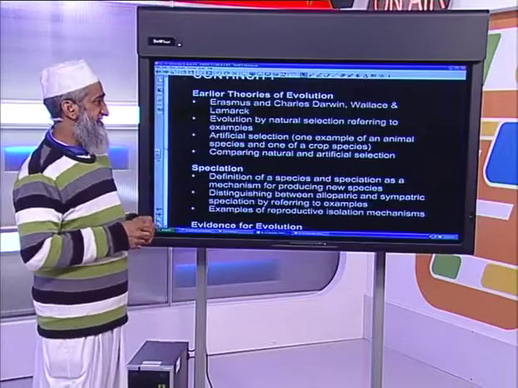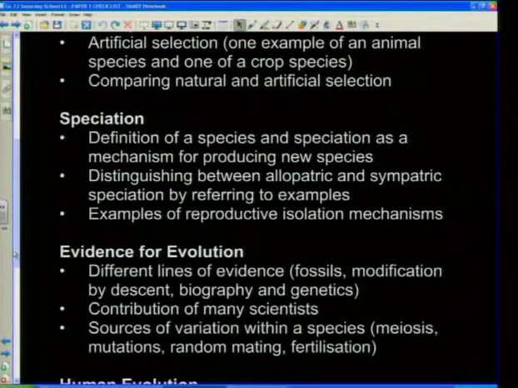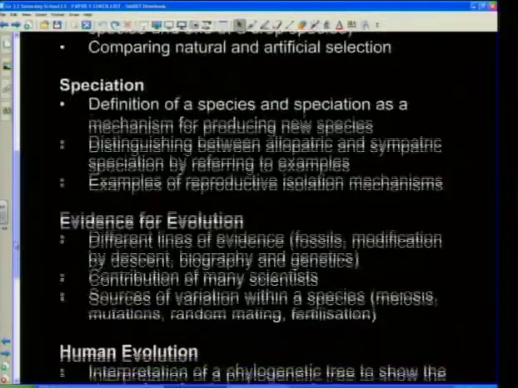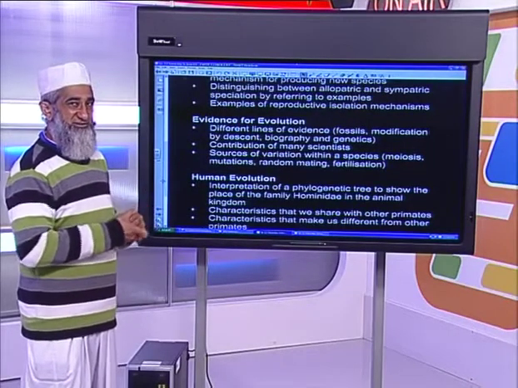We look at their theories. And then we move on to natural selection, artificial selection, and comparison between the two. We then move on to speciation. What is a species? How does speciation occur? What's the difference between allopatric and sympatric speciation? And reproductive isolatory mechanisms. We then move on to the evidence of evolution.